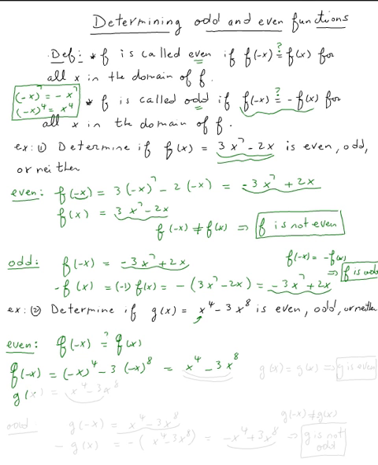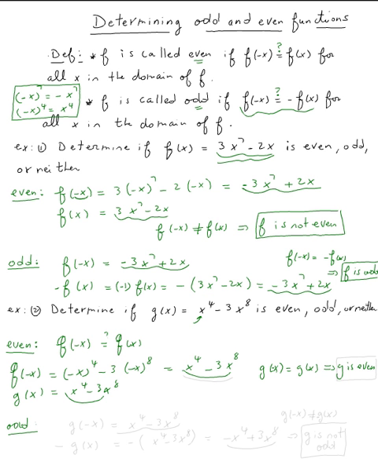Now g of x, I'm just writing it down, g of x is x^4 minus 3x^8. Now if you compare g of x and g of negative x, you can tell they're equal. So g of negative x is equal to g of x, therefore g is even. Let's check for odd.